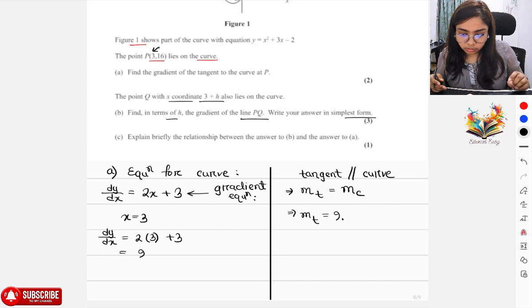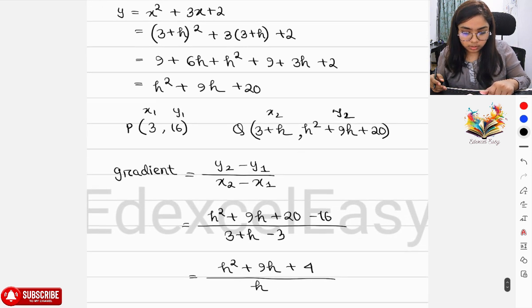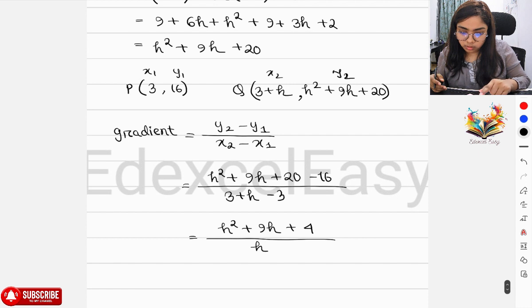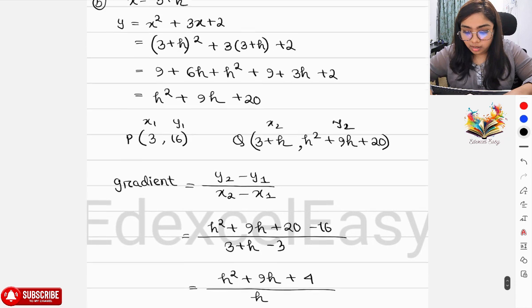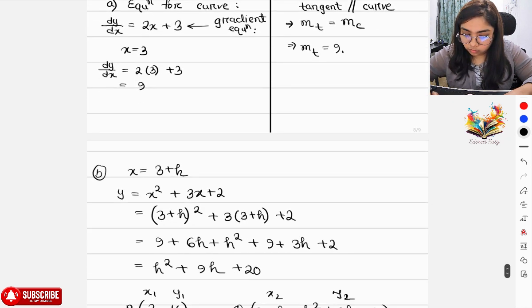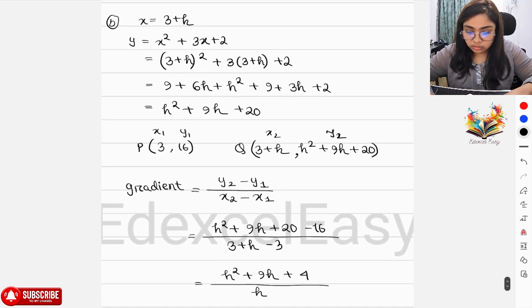In terms of h, the gradient of the line PQ, 3 plus h, let me see if I made any mistake. 3 into 3 is 9, and then 3h plus 2, so you get h squared, 9h, 20. So you subtracted it, h squared, 9h, 20 minus 16, and 3 plus h minus 3 is going to be h. Yeah, that is the equation for the gradient of the line. We want to find out the gradient, and this is it. Other than that, nothing has to be calculated after this. That was the entire working for part B.